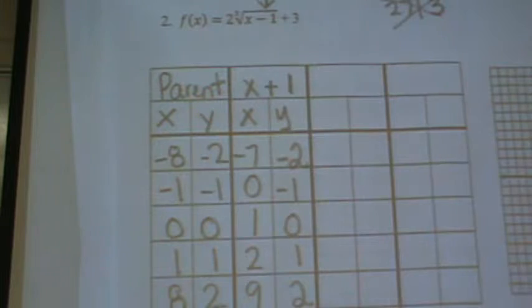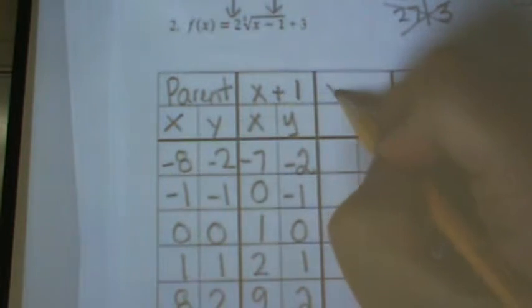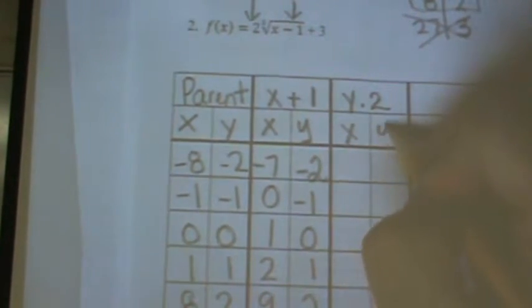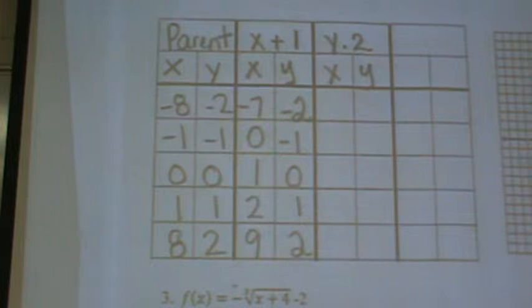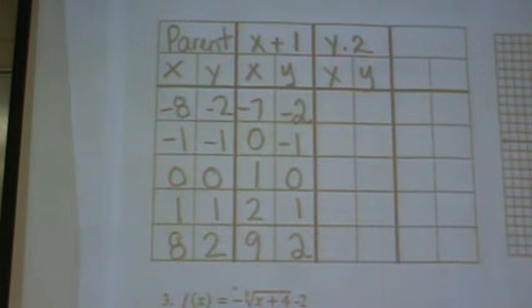Okay, anyone think they know what to do next? See how smart you guys are? You took your y values and you're gonna multiply them by 2. What y values am I talking about? We're going too fast. Okay, let's slow down. You're gonna take your y values and multiply them by 2.